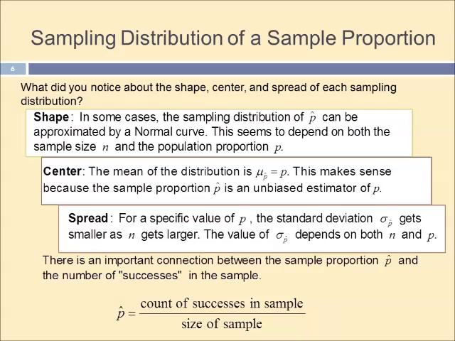And there's an important connection between the sample proportion and the number of successes in the sample. P hat is simply the count of successes in the sample divided by the size of the sample. That shouldn't come as a surprise.